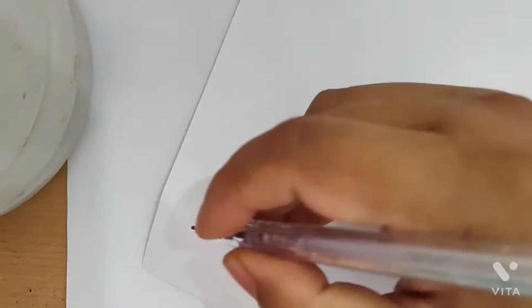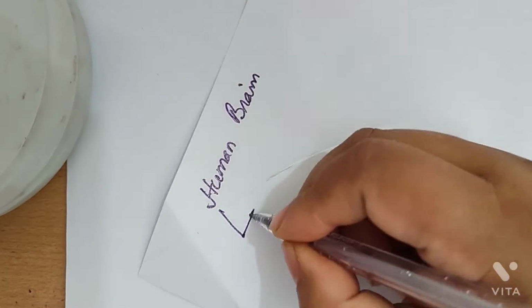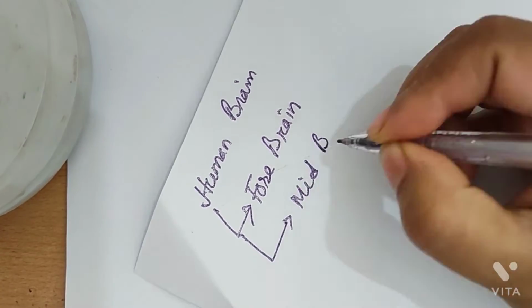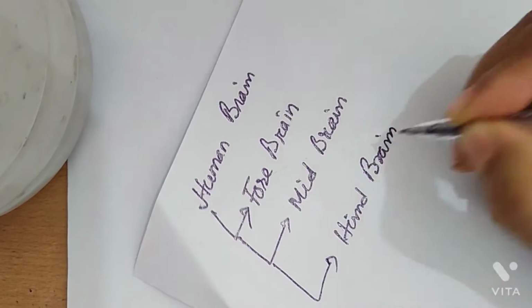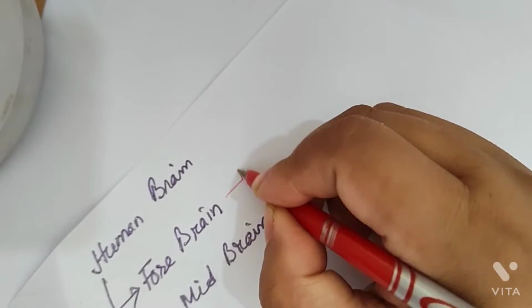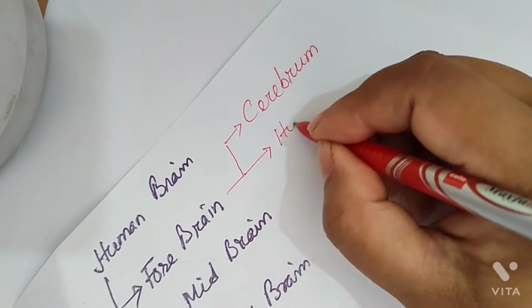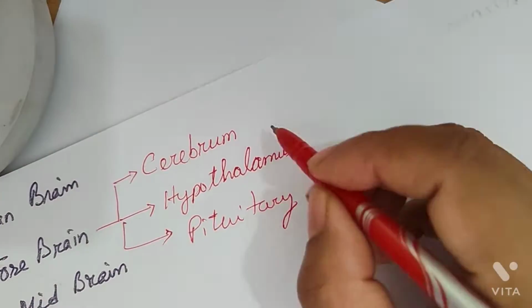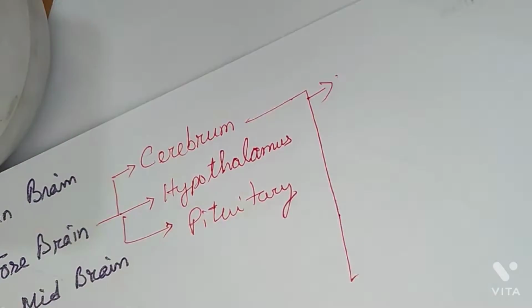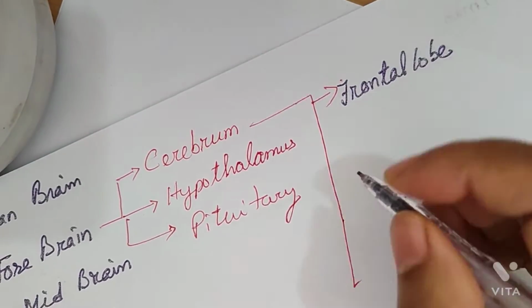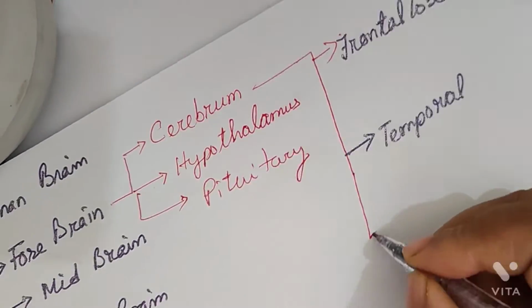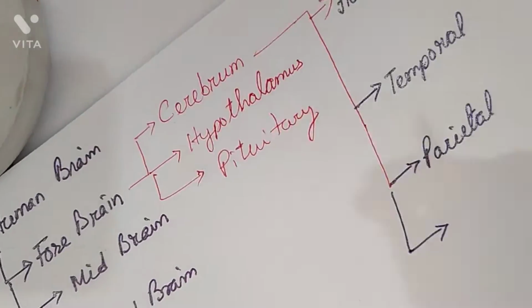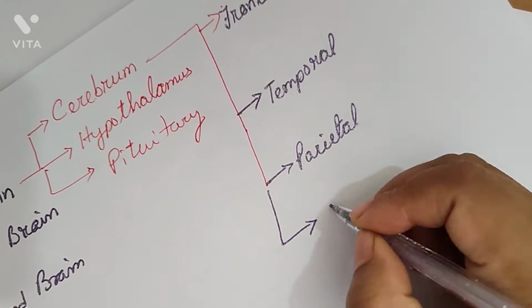So let us discuss. The brain can be divided into three main parts: the forebrain, the midbrain, and the hindbrain. The forebrain again has three major parts: the cerebrum, the hypothalamus, and the pituitary. The cerebrum is the largest part of the brain, and it has four major lobes: the frontal lobe, the temporal lobe, the parietal lobe, and the occipital lobe.